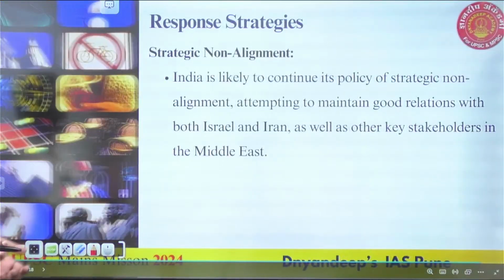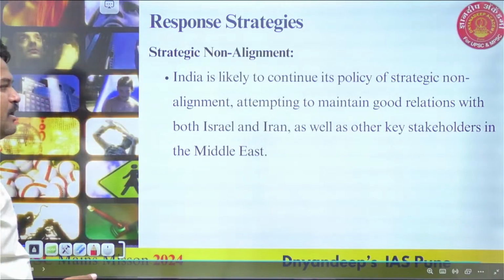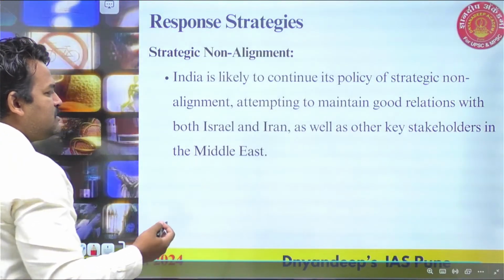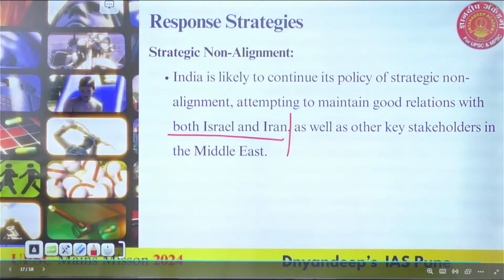Second thing to do is strategic non-alignment. India is likely to continue its policy of strategic non-alignment, attempting to maintain good relations with both Israel and Iran, as well as other stakeholders in the Middle East.